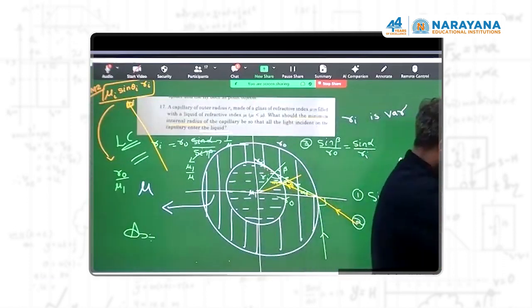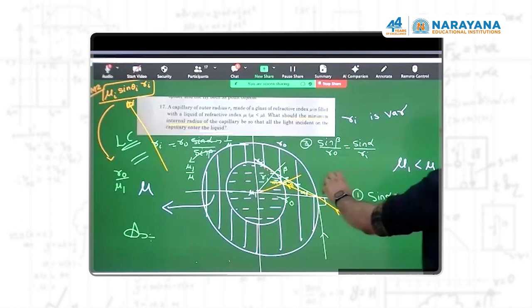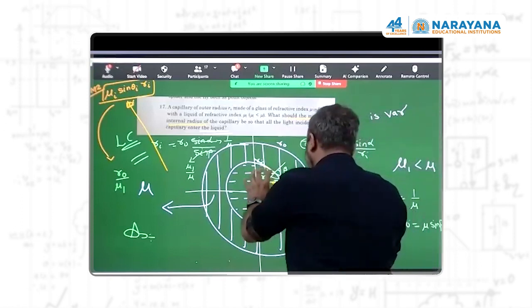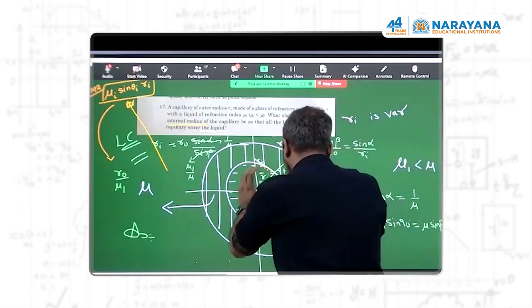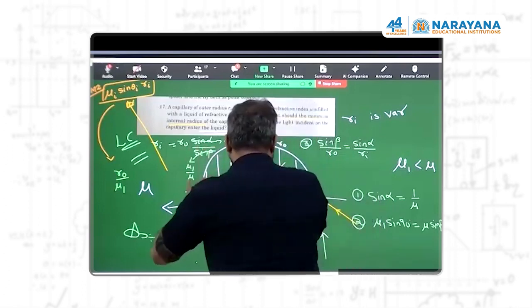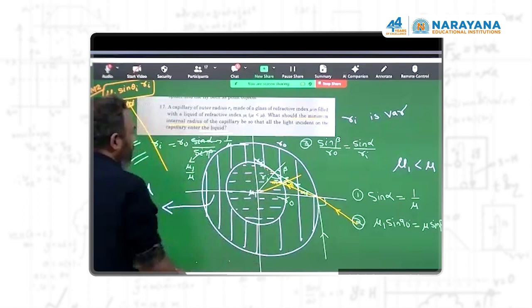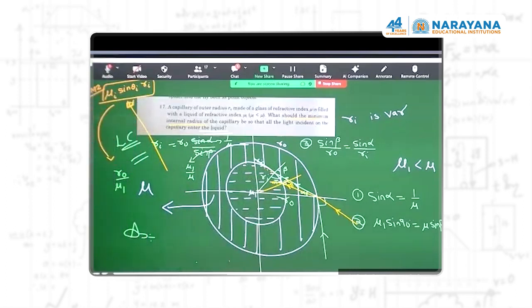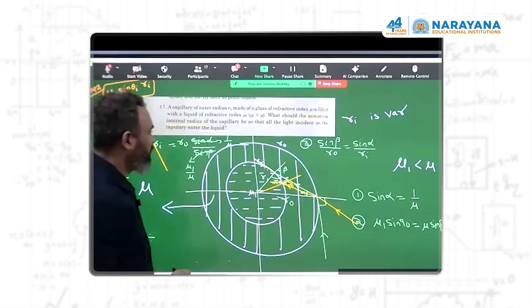You understand that in these problems I am taking only 2 refractions. As you change the number of mediums, writing equations at every location will be a tedious task. So this concept will definitely help you out in solving such problems.